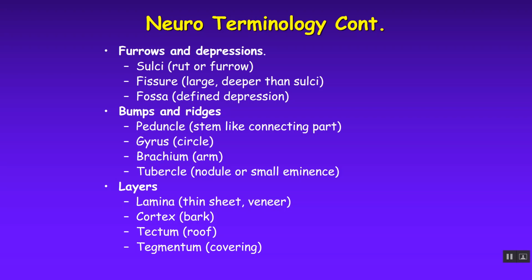So does some of the terminology for bumps and ridges. Bumps or ridges are prominent features that stick out on the nervous system. Things like a peduncle, which is a connecting part. We'll talk about the cerebral peduncles. Part of your midbrain has these cerebral peduncles that join your cerebrum to your brainstem. That's a connecting stalk. There's a gyrus, and we'll talk about all the gyri. The name means circle, and a lot of them look circular or rounded, so that's why they're called gyri. A brachium.